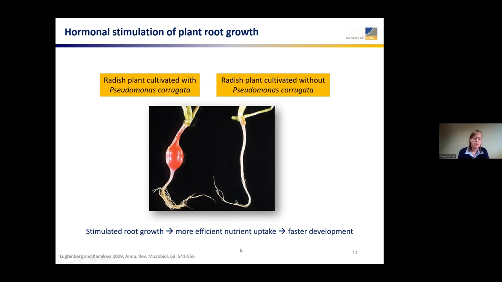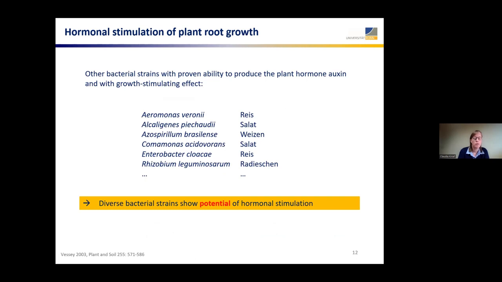Such a function, that microbes produce and release auxin, is not only known for this particular Pseudomonas strain. It has been observed in several different microorganisms, different species, common rhizosphere colonizers, and it's also not only linked to radish plants. This trait is seen in microbes living in association with different plant species. So we can conclude that different bacterial strains show the potential of hormonal stimulation. And I highlighted here in red potential, because although we know quite well that a lot of different rhizosphere and endophytic microorganisms are capable of producing these hormones, we still do not know too well how important this function is under natural and field conditions.